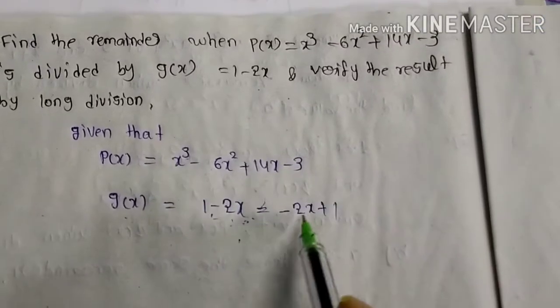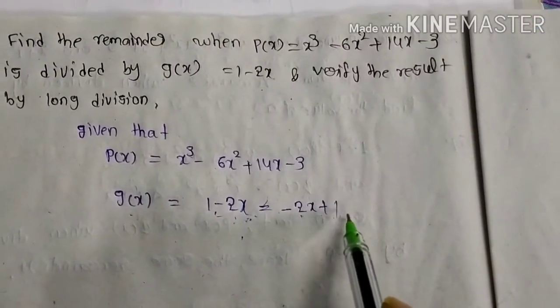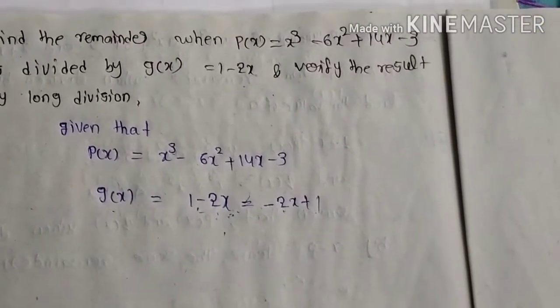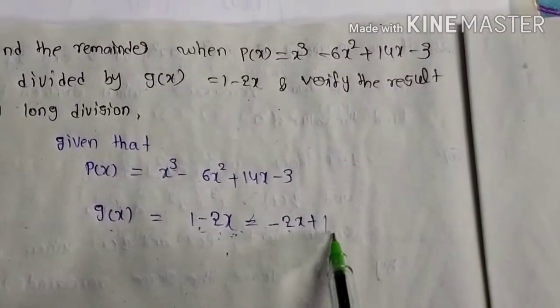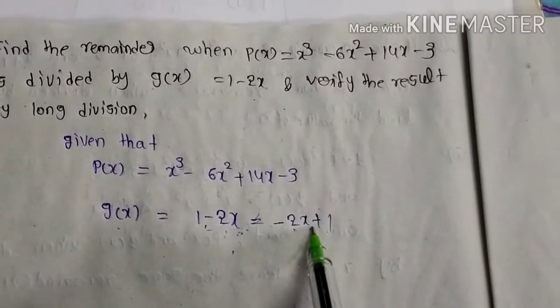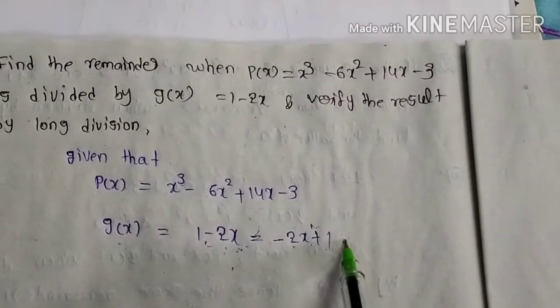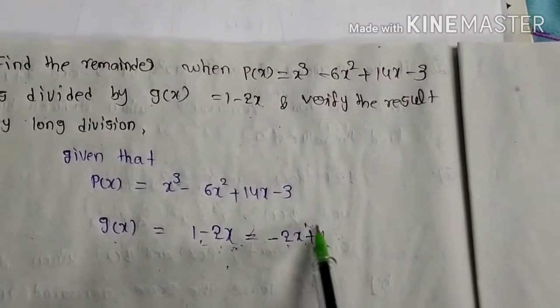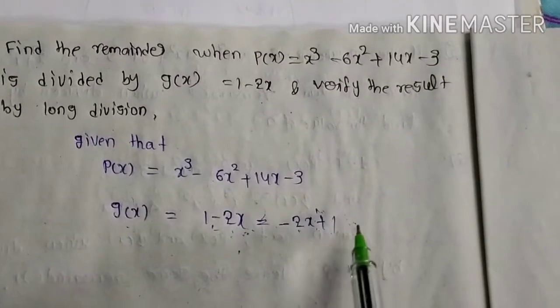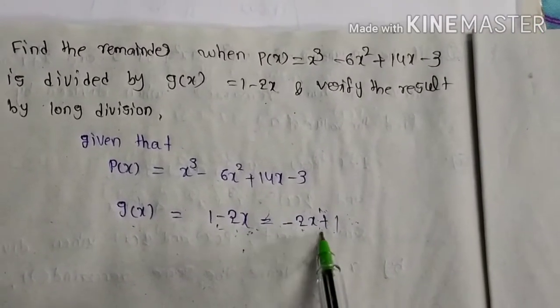We can write here minus 2x plus 1. Why? Because every time you need to write in descending order of degrees. See here, x power is how much? 1 only. Here x power is how much? 0. That means 1 and 0. These are in descending order or not? So that I have written here minus 2x plus 1.